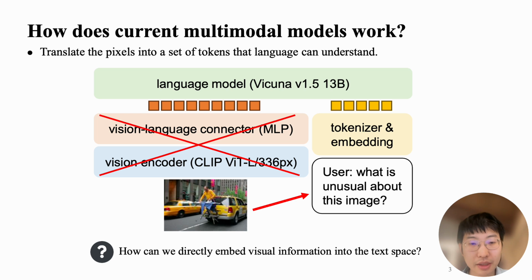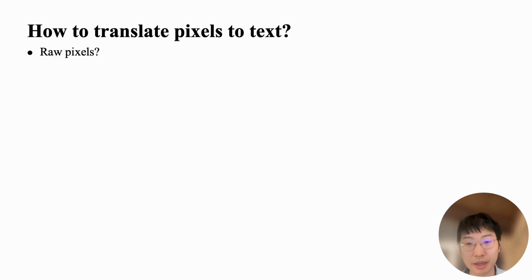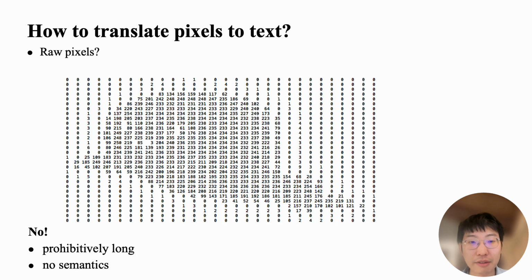That being said, we will no longer need the vision encoder and vision-language connector, and we need to think of a way to directly translate the images into the textual input space. The first choice is very natural. Can we use real pixels to represent it? The answer is definitely no. Why? Because firstly, the sequence will be prohibitively long, and secondly, there will be no semantics from such low-level pixels.